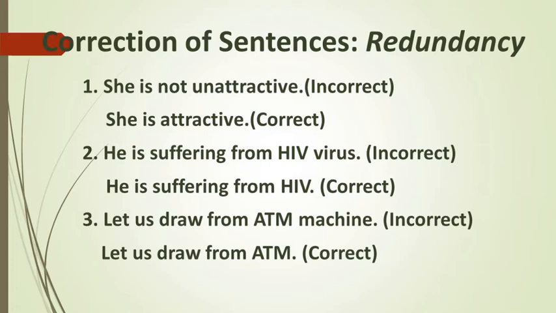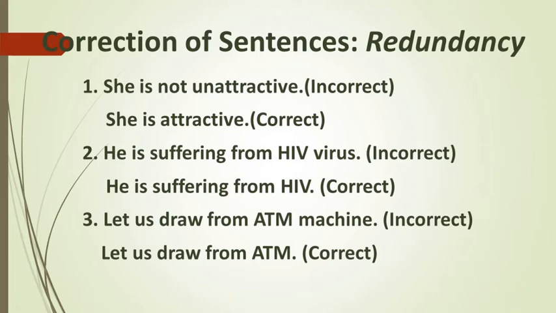She is unattractive. The second one is the correct one, because here we have used two negatives, not and un. So it's not necessary to use the word not. It is enough to say she is unattractive. So the second one is the correct one.